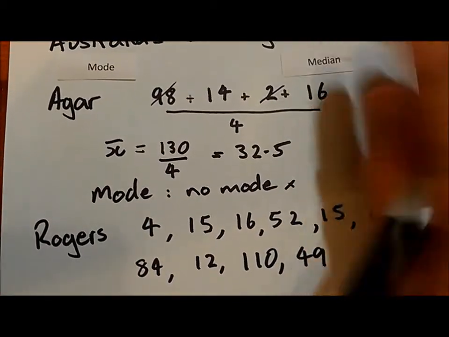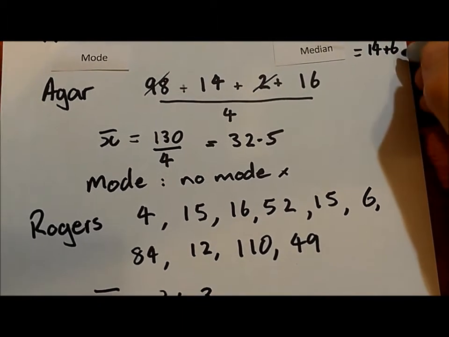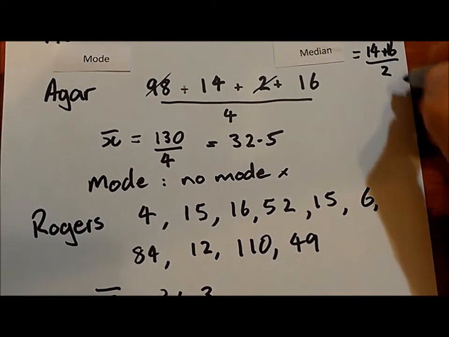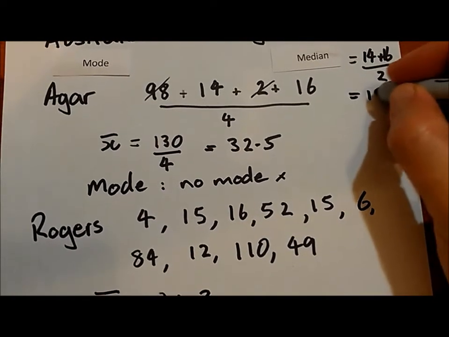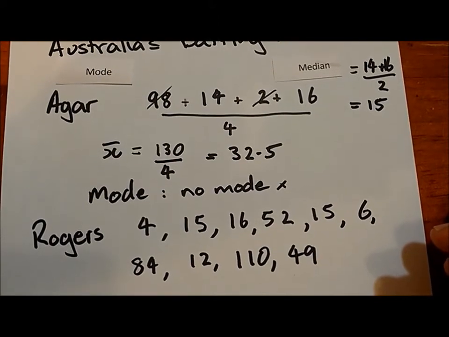So for the median here, what I want to do is take my 2 scores that are left over and find the average of them. Add them up, divide by 2, I get a 15 as his median score.